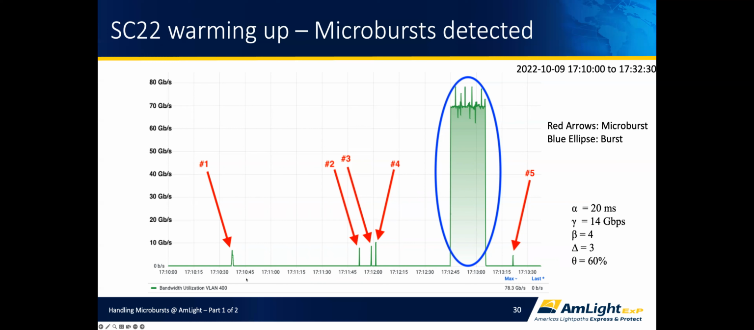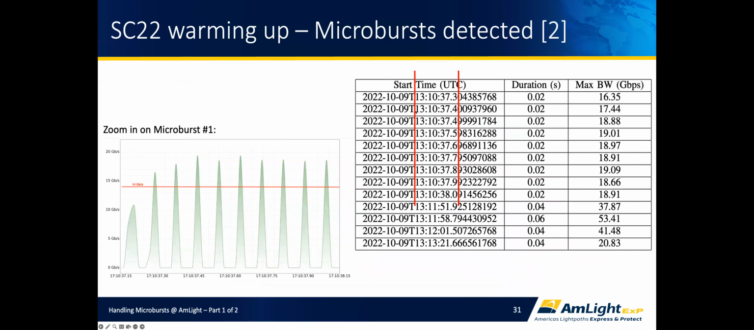But once we start zooming in on each one of these, the first one turned out to be 9 microbursts of 20 milliseconds each. And you can see the bandwidth of each one of those. So this is the outcome of the software showing you this. And you can see all of them are pretty much in the same second, 37, 37, 37, 37, 37, 37, and 38, but it's still under the same 1 second interval.